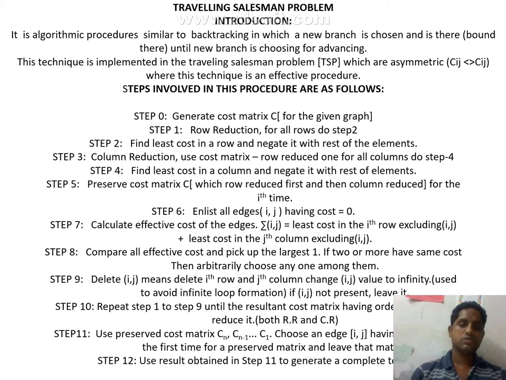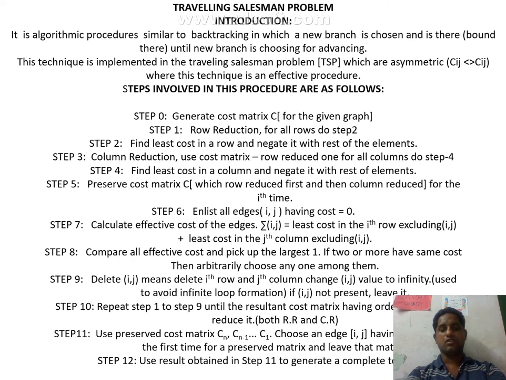Repeat step 1 to step 9 until the resultant cost matrix has order 2 by 2, and reduce it. Use the preserved cost matrices. Choose an edge (i, j) having value equal to 0 for the first time in a preserved matrix and leave that matrix. Use the result obtained in step 11 to generate a complete tour. So likewise you have to solve the procedure: row reduction, column reduction, get all the zeros and perform the different operations. You can then solve the traveling salesperson problem.